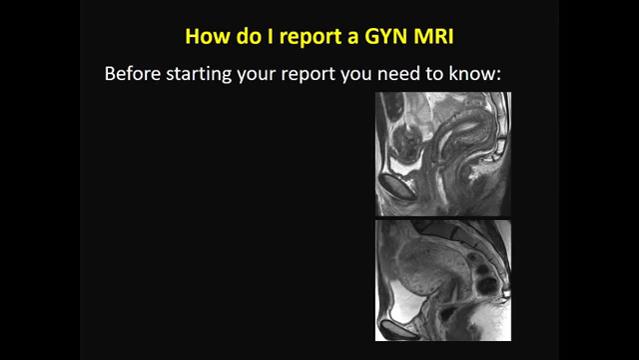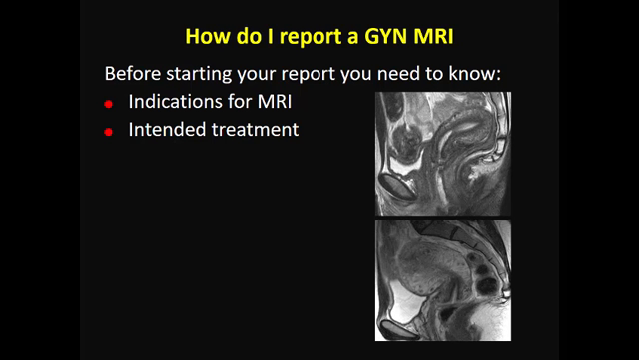So before starting to dictate your report, you need to know the indications for the MRI. They are obviously automatically populated, but we tailor them accordingly, because there is probably more information in the medical record. What is the intended treatment? Because then you have to mention certain things which pertain to a certain treatment, and we'll go through that in detail. Age of the patient is very important, so is the menopausal status, phase of menstrual cycle, as well as the use of oral contraceptive.